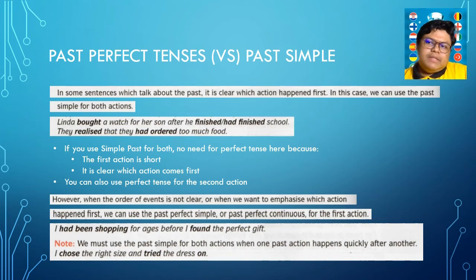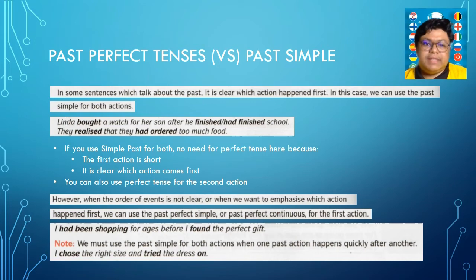Okay, so now let's discuss the differences between past perfect tense and past simple tense. In some sentences which talk about the past, it is clear which action happened first. In this case, we can use the past simple for both actions.